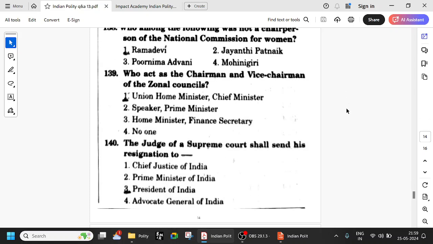Anyway, who acts as the chairman and vice chairman of the zonal councils? Chairman will be the Union Home Minister and vice chairman will be the Chief Minister. Okay, the zonal councils are also very important. Frequent questions are asked. So Northeastern Zonal Council, Northern, Southern, Western, Eastern, Central also. They're very important. Union Home Minister is the chairman and Chief Minister is the vice chairman.